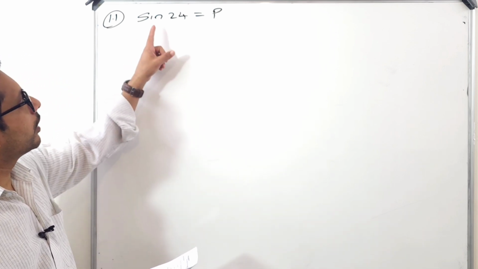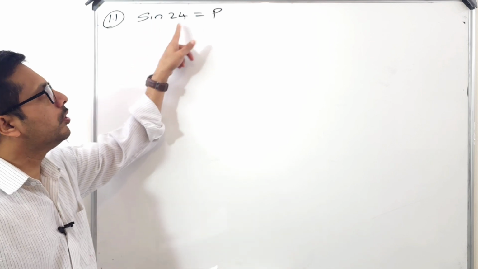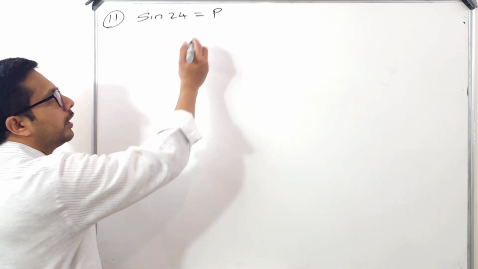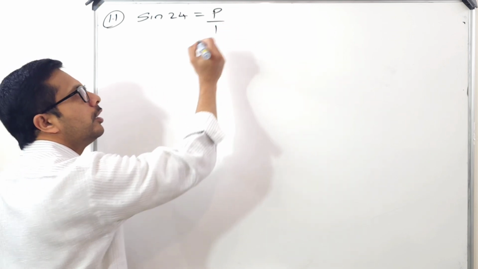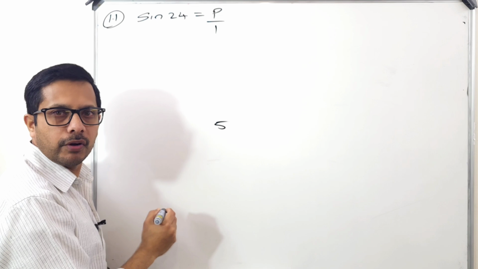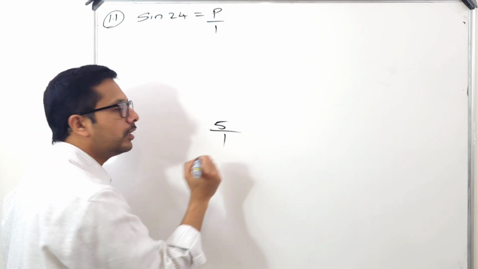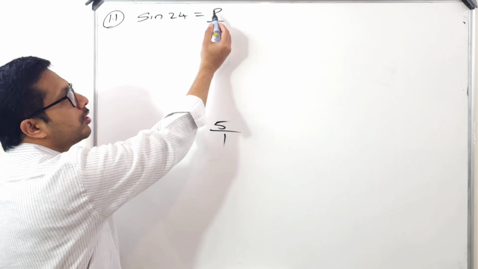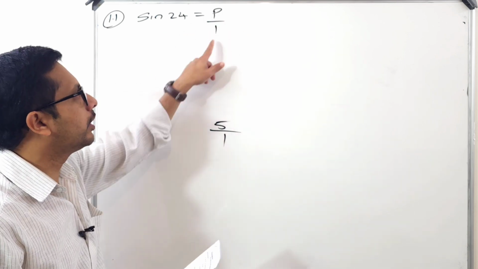So look at this one. What is given? Sine 24 is equal to p. If you just write p, what is the denominator there? You know that the denominator is 1. Am I right? If you just write the number 5, what is the denominator? Obviously there is a denominator 1. Similarly, if you write p here, it means that the denominator is 1.